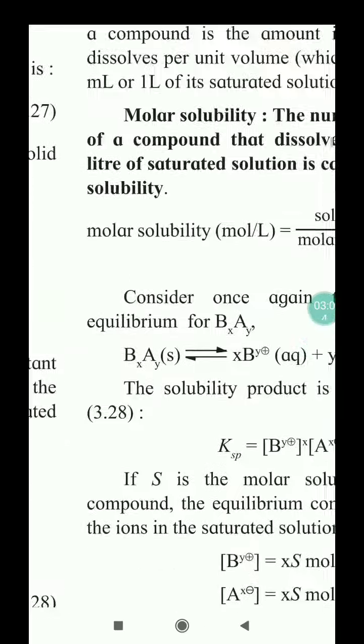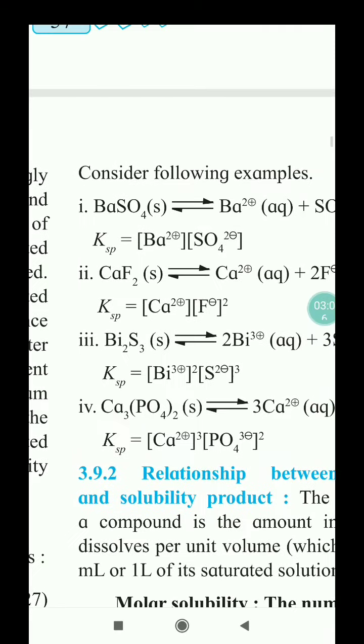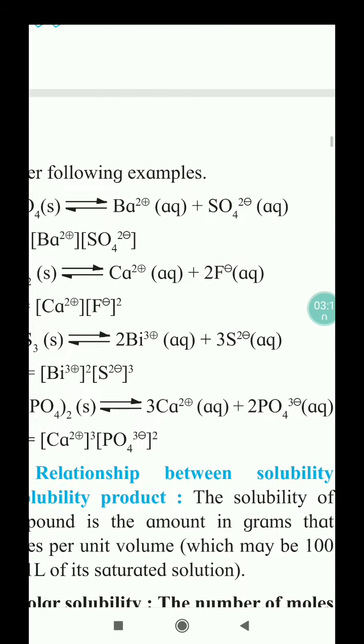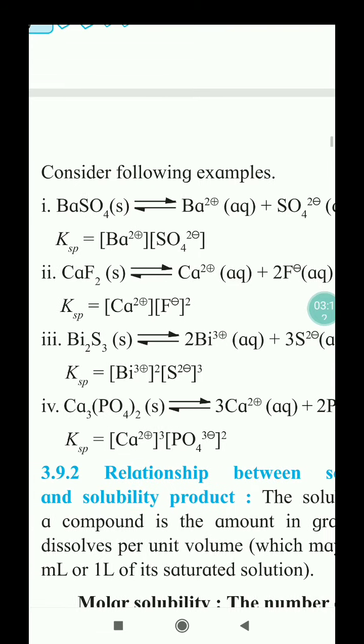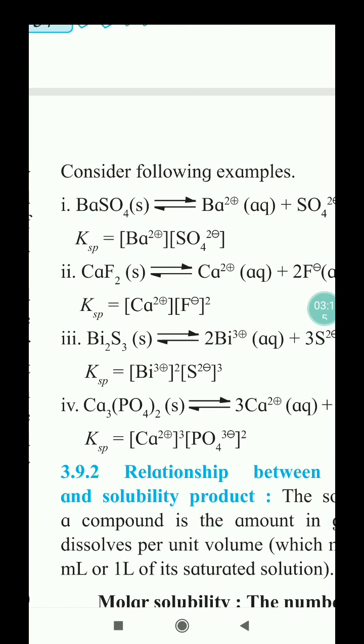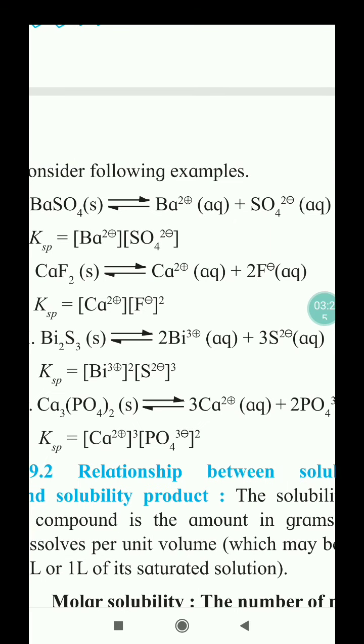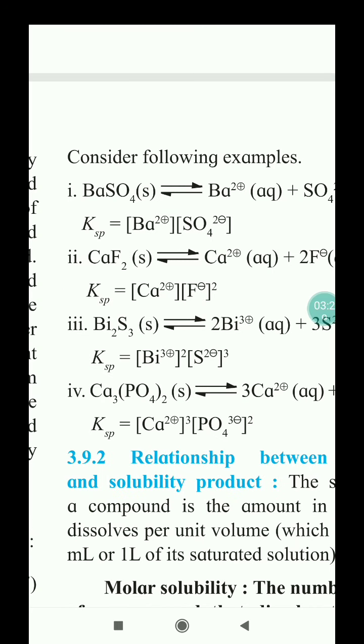So here, consider the example BaSO4 giving Ba di-positive plus SO4 di-negative. So the solubility product is given by Ba^2+ and SO4^2-. In case of CaF2 giving Ca^2+ plus 2F^-, the Ksp is equal to Ca^2+ into F^- raised to power 2.